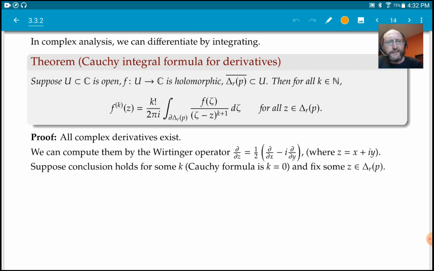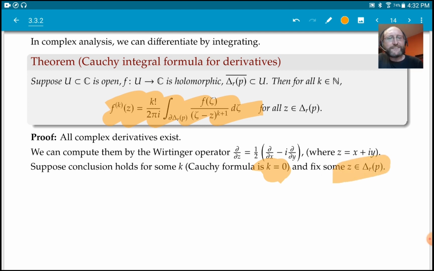Now we're going to prove it by induction. Suppose that this conclusion, this formula, holds for some fixed k, right? And it definitely holds for k equals 0, because for k equals 0, this is just Cauchy's formula, right? When k is 0, the 0th derivative is just the function itself, right? So we have our base case already, right? So now let's suppose it holds for k, and we just need it to hold for k plus 1, right?